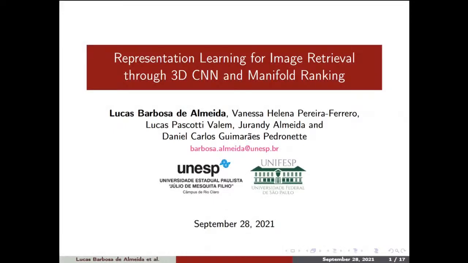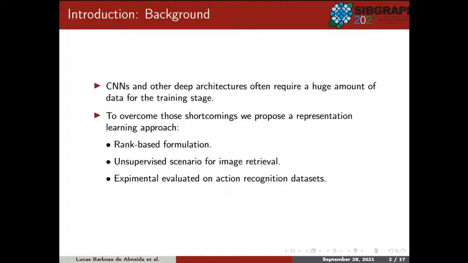Good morning, I'm Lucas Barbosa de Almeida from Unesp Rio Claro and I'm going to present the paper Representation Learning for Image Retrieval through 3D CNN and Manifold Ranking. Despite notorious advantages, deep architectures often require a huge amount of data for the training stage, which can lead to the limitation of their use in many situations.